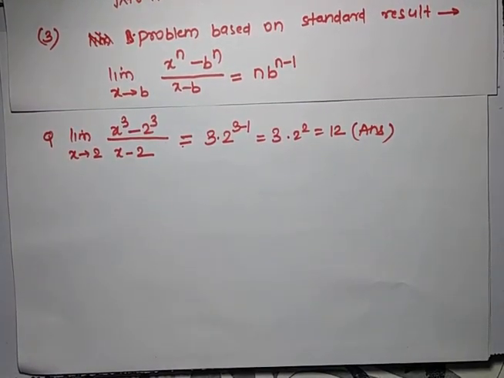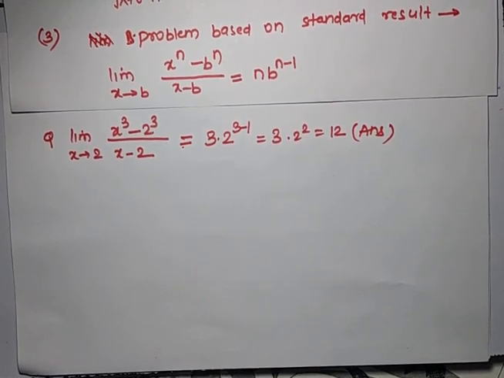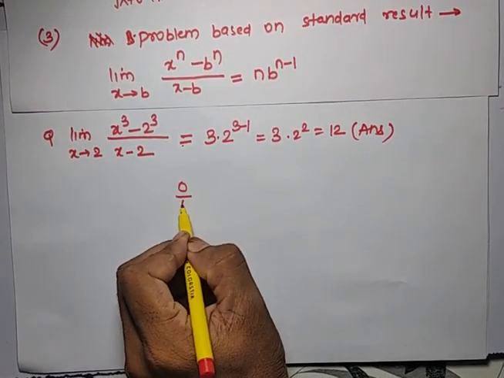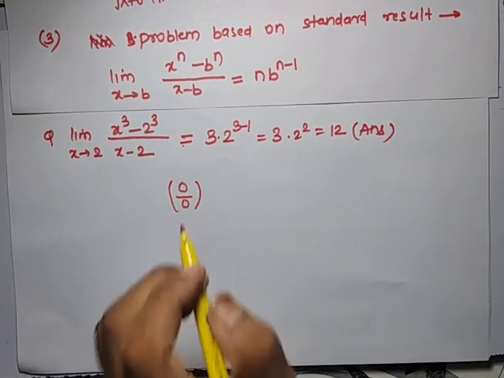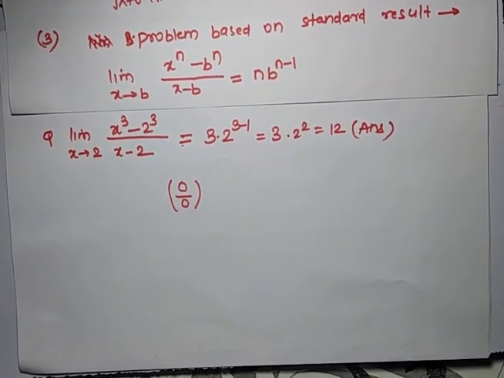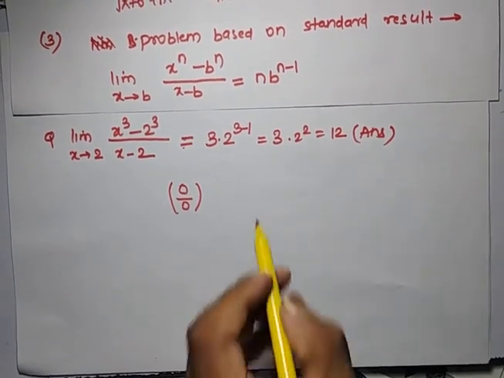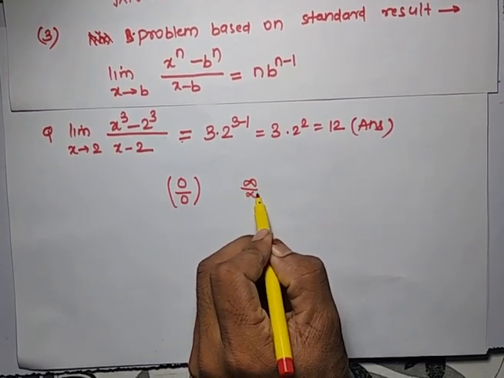So what I discussed till now is only 0 by 0 form in algebraic limit. In the next video I will discuss infinity by infinity form.